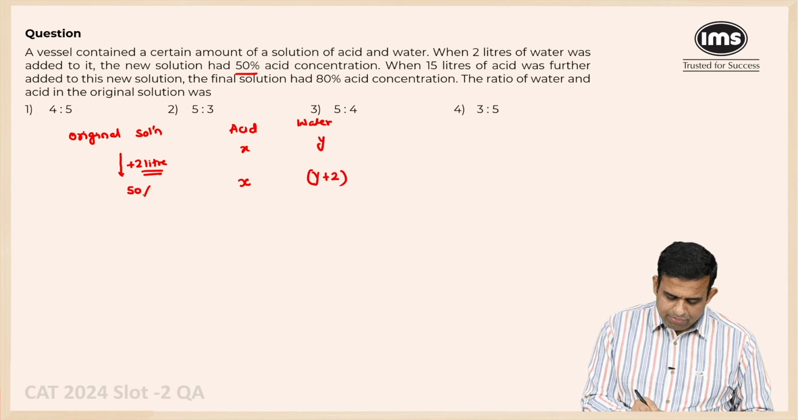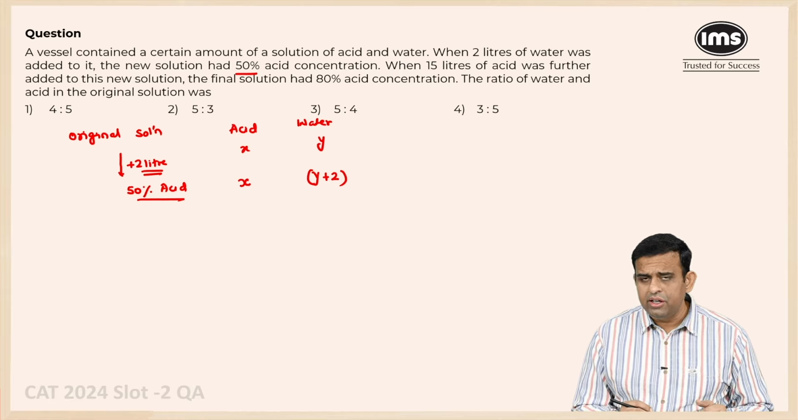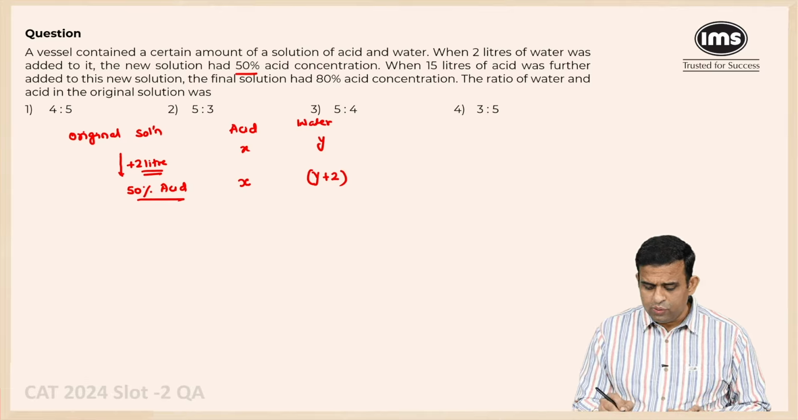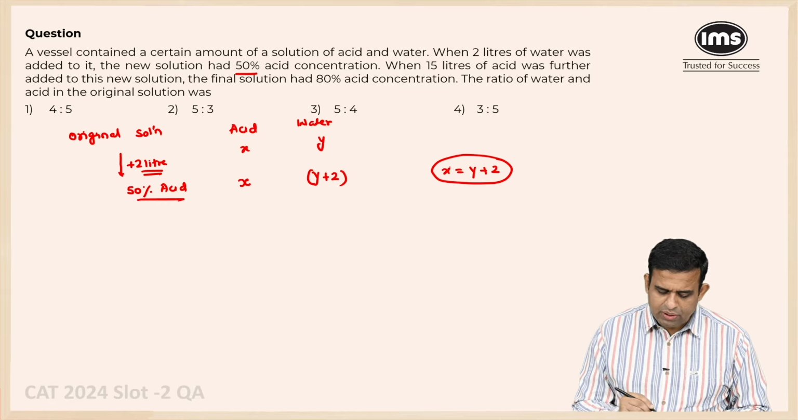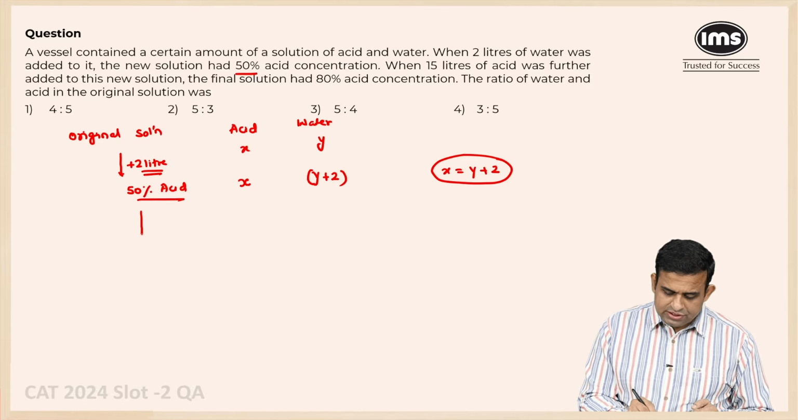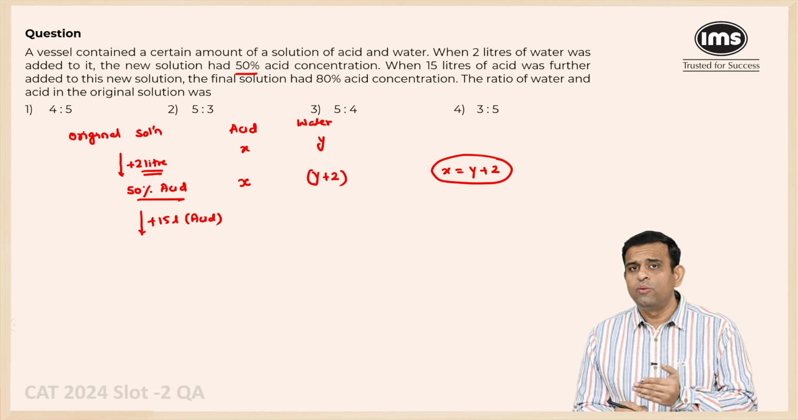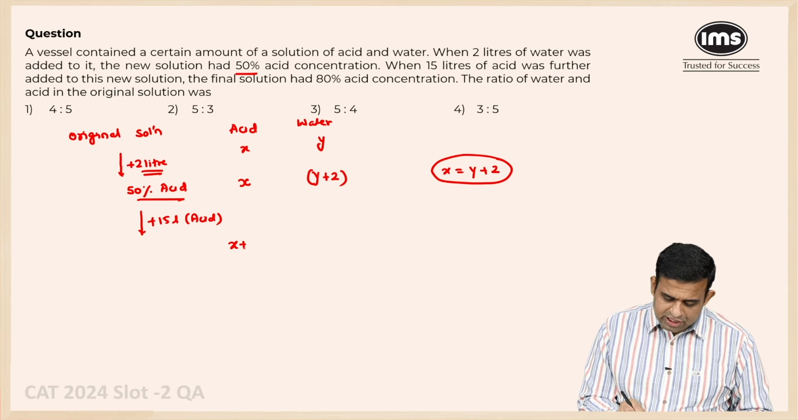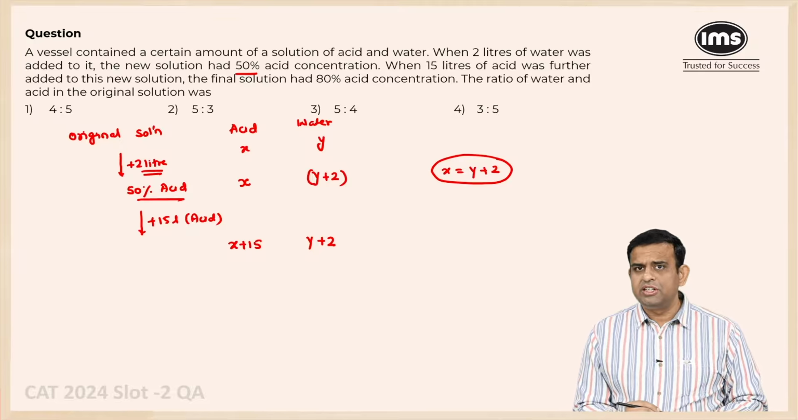So we have a 50% acid concentration. And what does that mean? That simply means acid and water must be equal in quantity. So X is going to be equal to Y plus 2, which is one of my equations from the first part. Now what has happened after that? Then you are adding 15 liters of acid. And this basically will change the acid quantity and not the water quantity. So one can say X plus 15 here, and this part will remain Y plus 2 as it is.